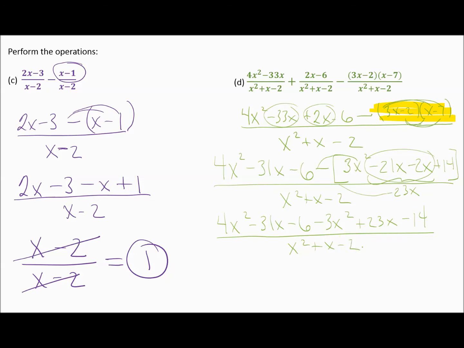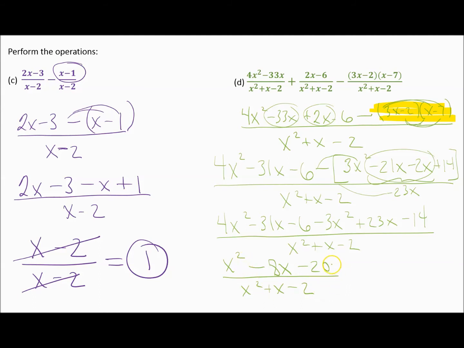Now, let's check out like terms here. 4x squared, I can combine that with a negative 3x squared. I've got like terms. That's 1x squared. I'm just going to write it as x squared. A negative 31x and a positive 23x. Remember, I subtract those, keep the sign of the heavier one, which is negative. 31 subtract 23 is going to give me 8x. Alright, and then a negative 6 and a negative 14 is minus 20 over x squared plus x minus 2. And now we're charged with the fact that we need to factor and cancel if at all possible.